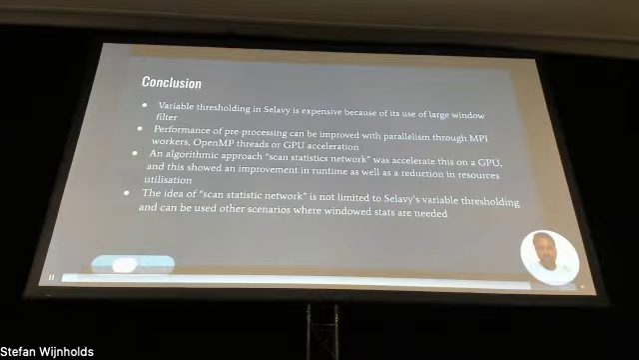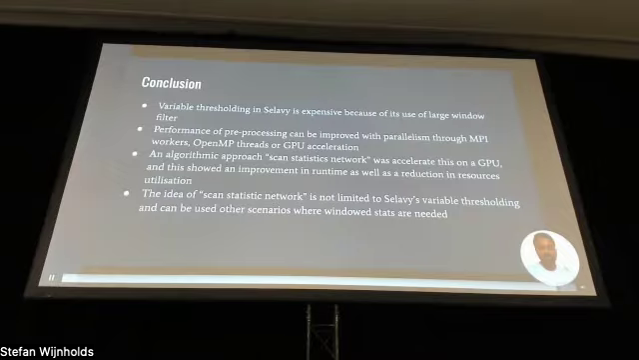So in conclusion, we talked about why Celebi's pre-processing was expensive: variable thresholding was taking a considerable amount of time, and this was because of its use of large window filters. The performance of pre-processing can be improved with parallelism, either through MPI workers, OpenMP threads, or through hardware acceleration. For accelerating this on a GPU, we came up with a novel algorithmic approach, the scan statistic network, and showed that this approach can reduce the runtime as well as the resources used by Celebi.